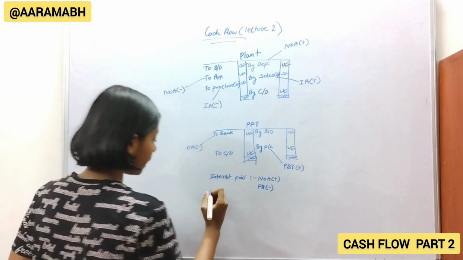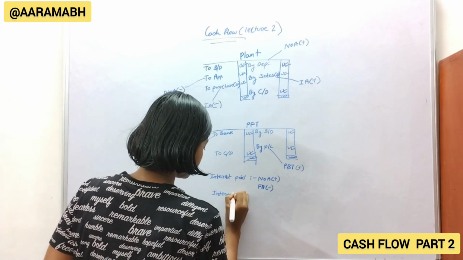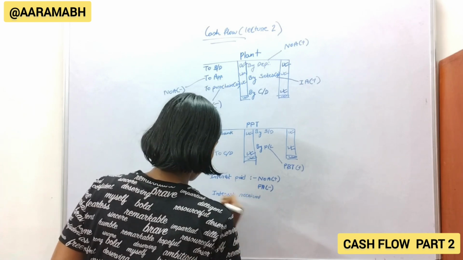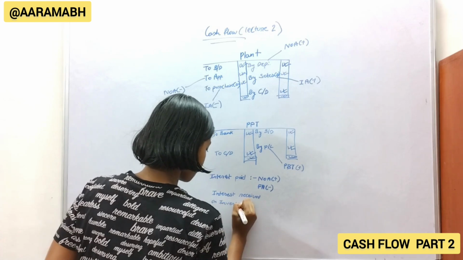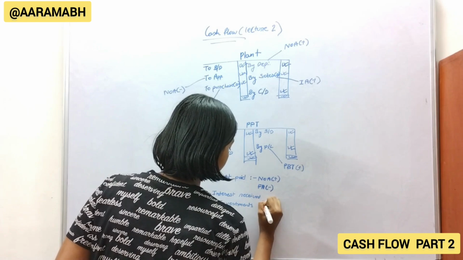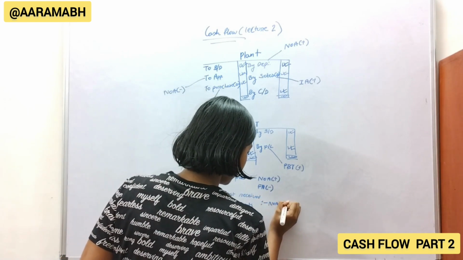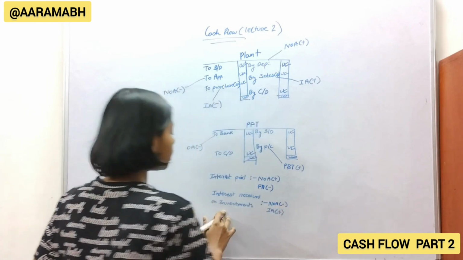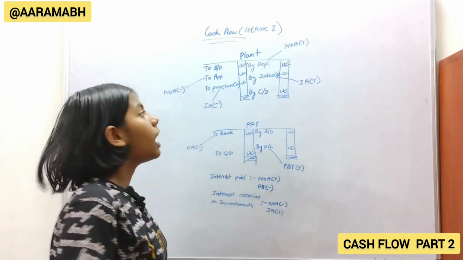And now let's again take an example. There was interest received on investments. So now we'll less it in NOA and add it in IA because it is on investments and all the things related to investments are posted in the IA.